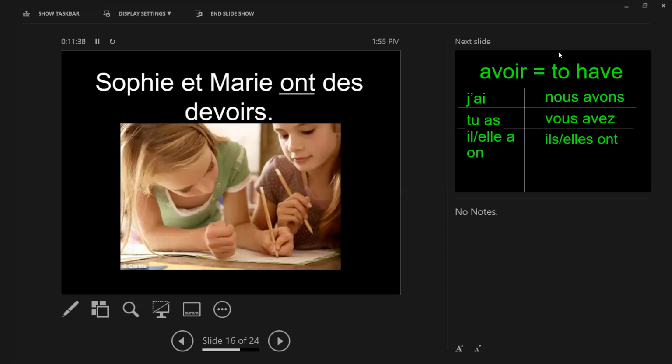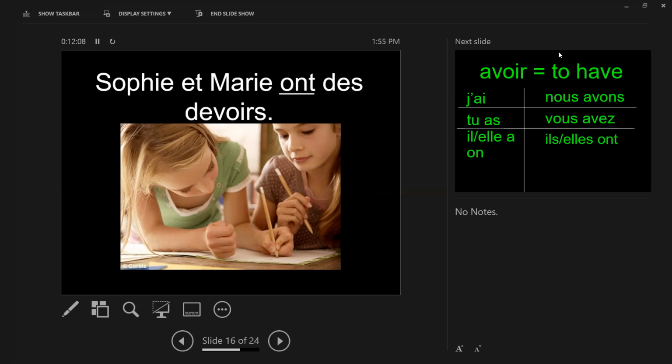Same thing for these two. Sophie and Marie have homework. Why are you using the O N ending? The O N is only for il and elle. But obviously it's they, more than one person, and they're female. So you have to use the ending for elles, ont. They have. Sophie et Marie ont des devoirs.